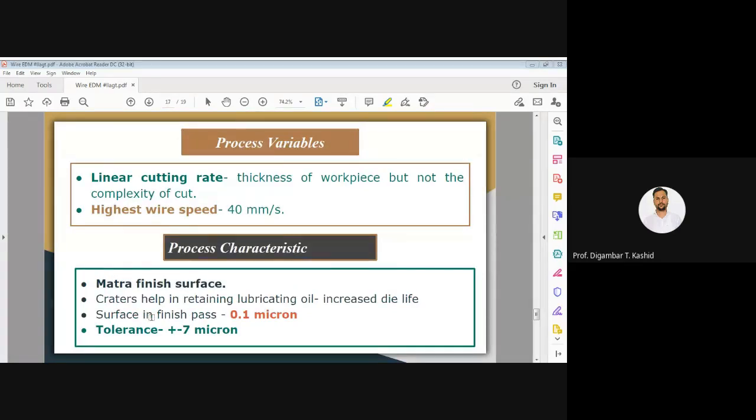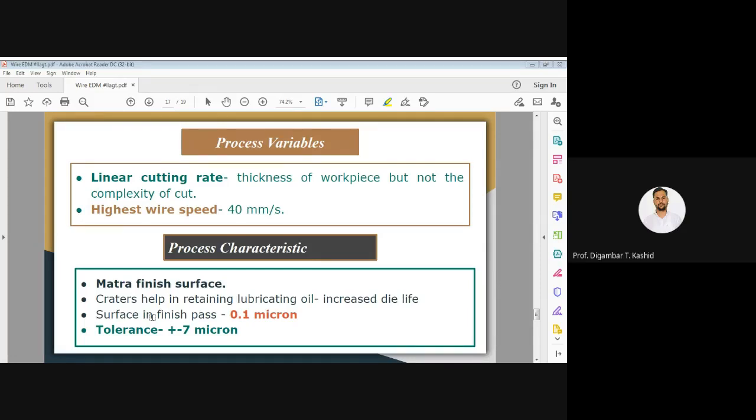Then we have the process variable. Here I have mentioned a process variable like the linear cutting rate. It depends on the thickness of the workpiece material, but not on the complexity of your cut. The linear feed rate of this wire depends on the thickness of the workpiece material. Again, a higher wire speed, in the case of wire EDM, is 40 mm per second.